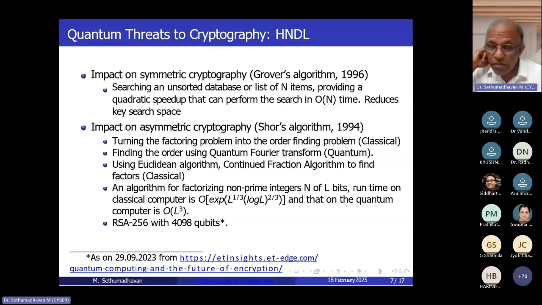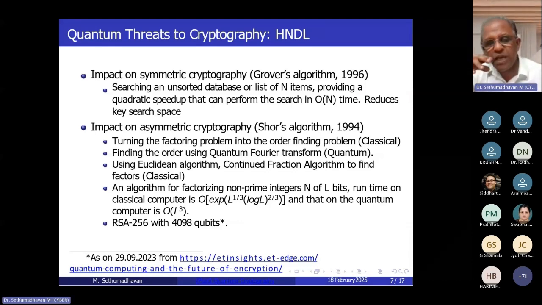This algorithm will be able to give a speedup. Classical search in general requires order of n. So Grover's algorithm will be able to reduce it to root n. In fact, root n is possible, not even n. It reduces the key space further.